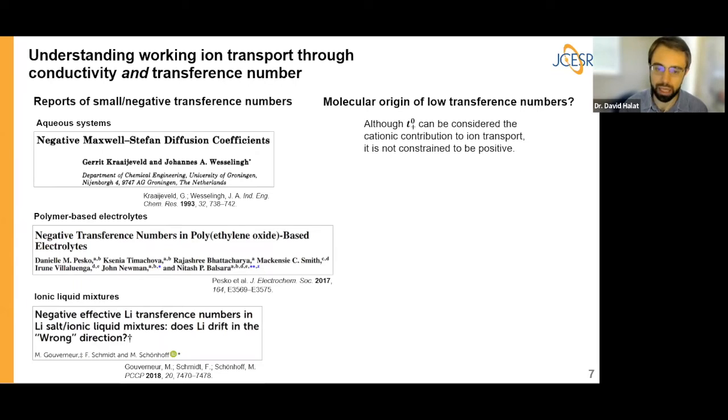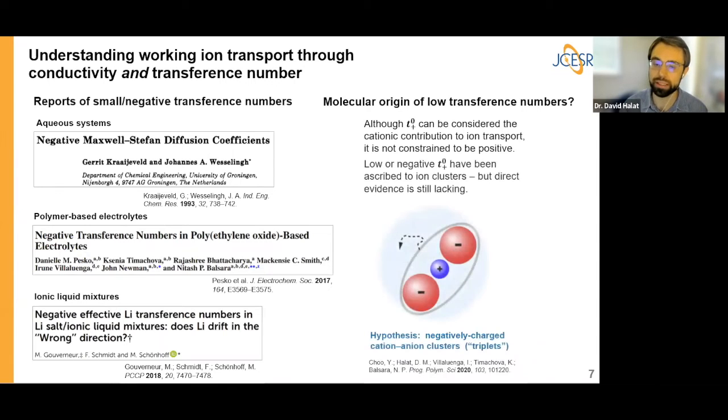So T plus 0 can be negative. One way we can conceptualize this is by the existence of these charged ion clusters, such as this triplet species that comprises one cation and two anions. So if the dominant mechanism by which the cations move is a cluster like that, then the effective motion of the cation will be as if it's negatively charged, and that would be sufficient to give rise to a negative T plus 0. But as you might expect, these types of solvation structures have remained elusive. There's not much hard experimental evidence to show directly that these exist.